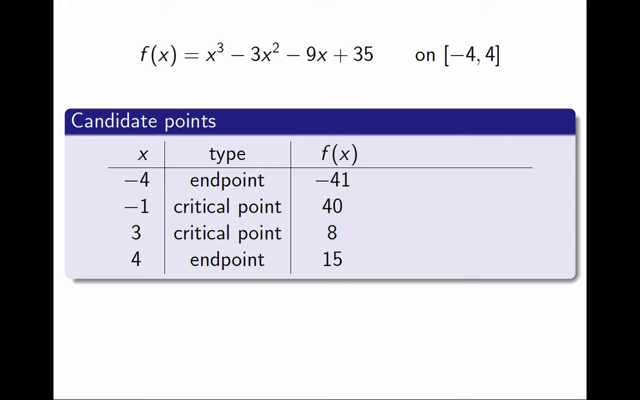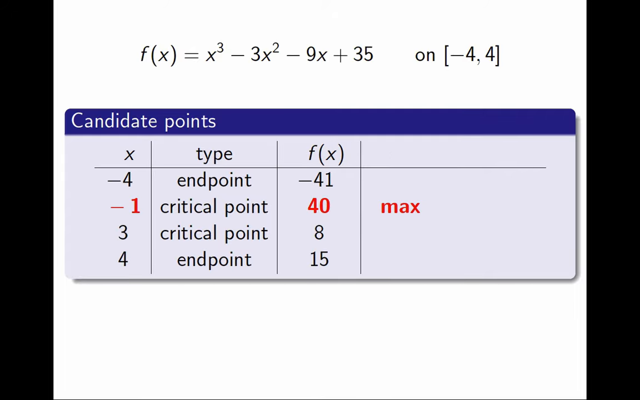These are the values. The largest value of f is 40 at x equals minus 1. That must be the maximum. The smallest value of f is minus 41 at x equals minus 4. That must be the minimum. We are done.